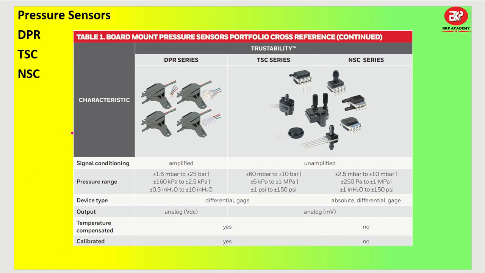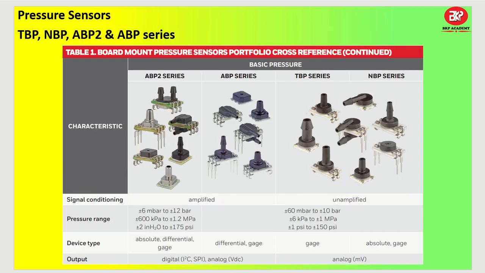Coming to the DPR, TSC and NSC series, they look like this and this one. We will be talking about this kind of pressure sensors, not this one. Signal conditioning here is unamplified. The pressure range is plus minus 6 kilopascal to 1 megapascal, and this one is 250 pascal to 1 megapascal. The TSC series has a slightly wider, slightly smaller range. We can study these things once we utilize them for our application. I'm just giving you the different varieties available with Honeywell.